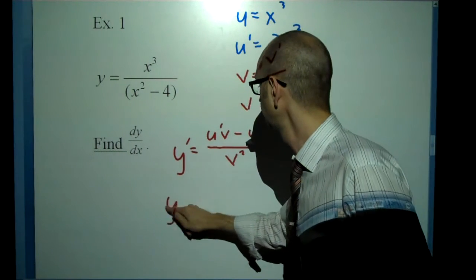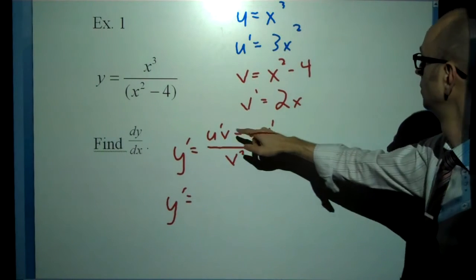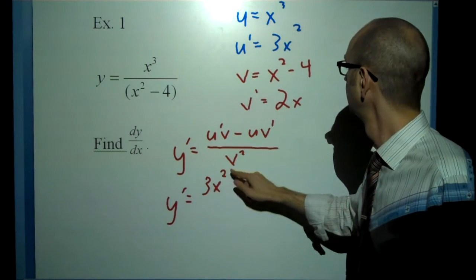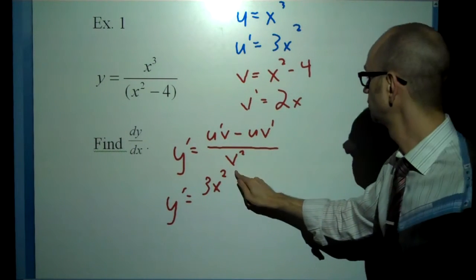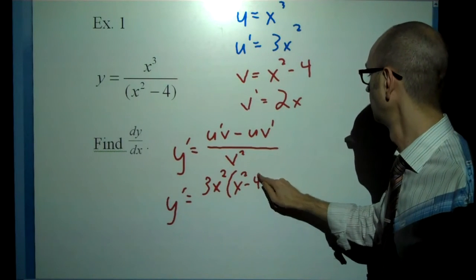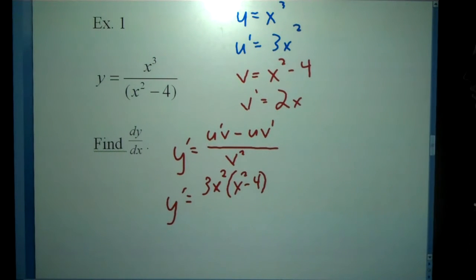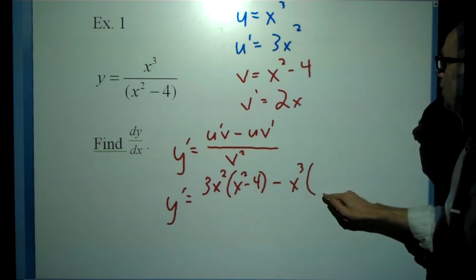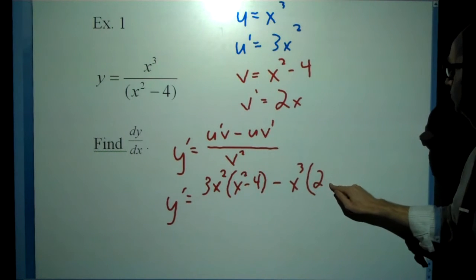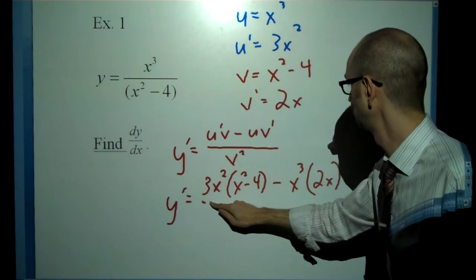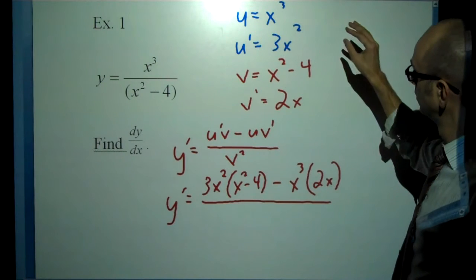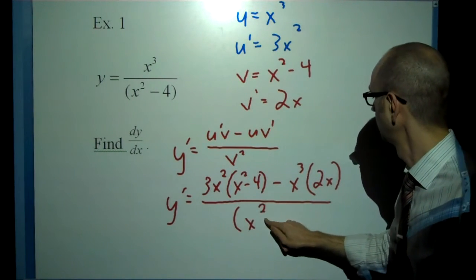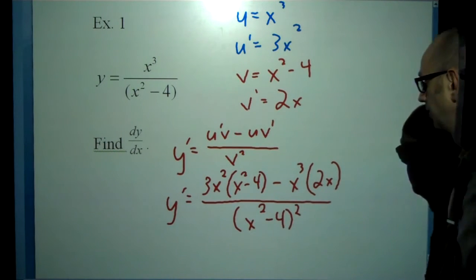So we'll make some substitutions. y prime is equal to the derivative of u, so 3x squared, times v, which was x squared minus 4, minus u, which was x cubed, times 2x, which was our v prime, all over v, our original denominator, x squared minus 4, quantity squared.